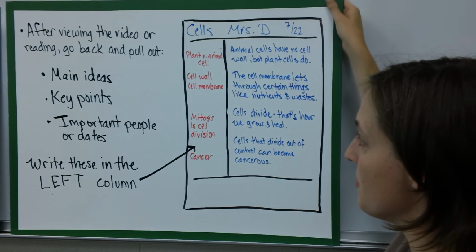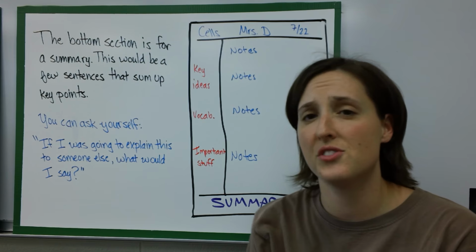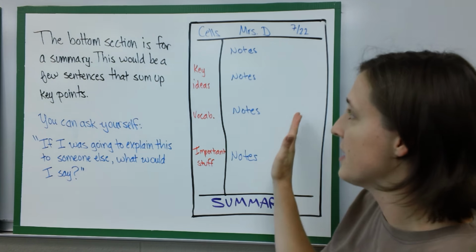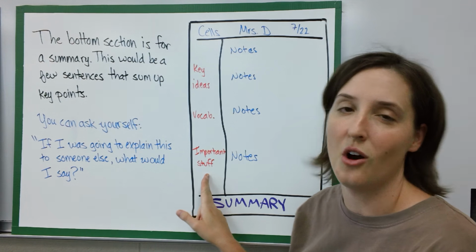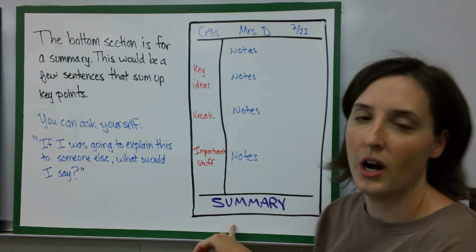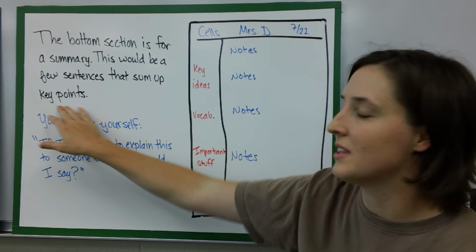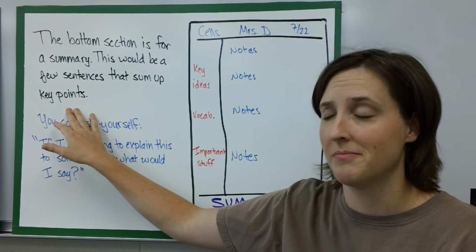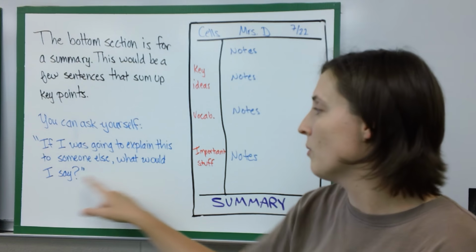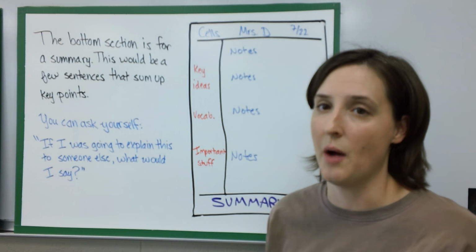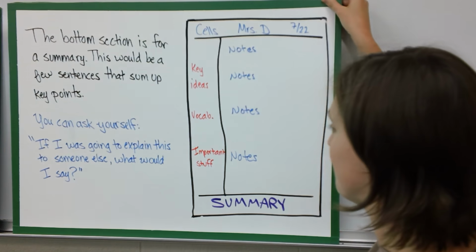The next thing you should do is use the bottom section. So you've gone through, you've taken your notes, you've pulled out key ideas, any vocabulary you're unfamiliar with, all the important stuff. And the bottom part should be the summary. This is just a few sentences that sums up the key points of whatever it was that you learned. You might want to ask yourself, if I was going to explain this to somebody else, what would I say? So in other words, how would you explain this to somebody who's never learned it before? This helps you learn it better.